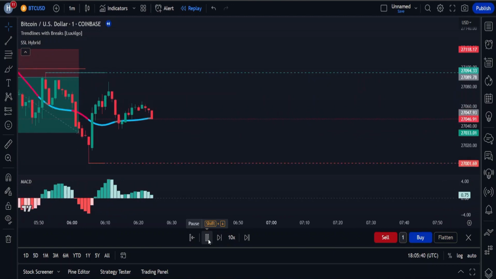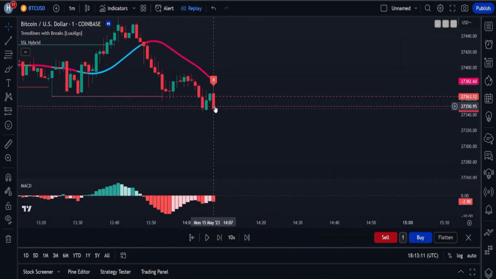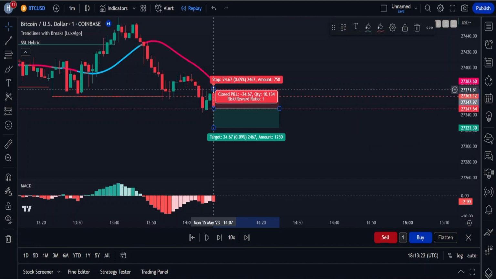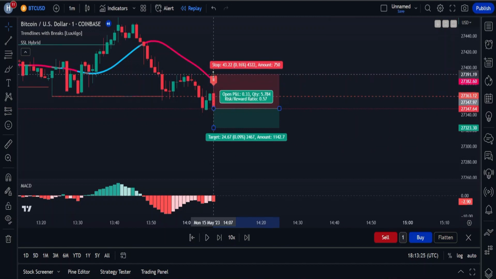Let's go through one more example of a sell trade. Here we can see the candle is below the SSL line and the line is red. And we got a bearish breakout signal here. Finally, we can see the MACD also confirmed this signal as it is below the zero level. So I'll quickly open a sell position here following the money management rule.